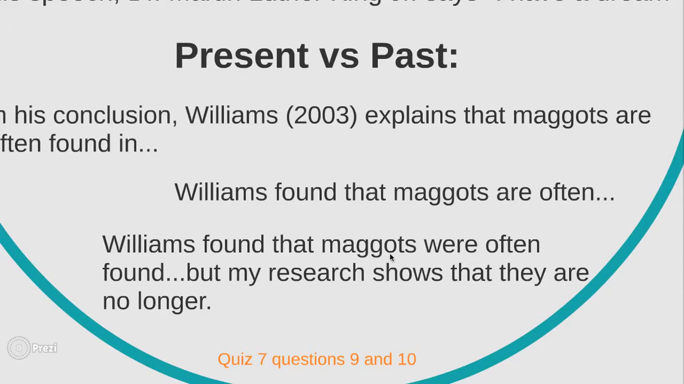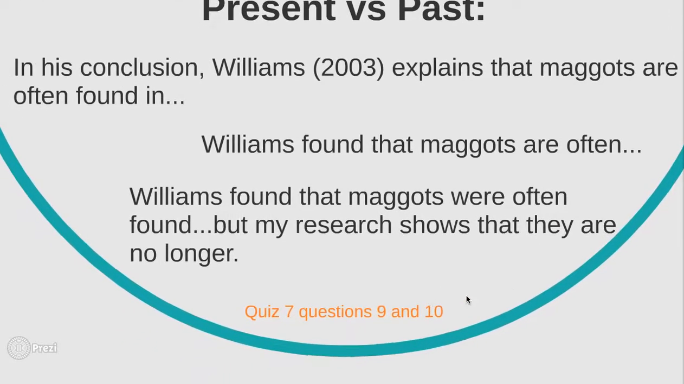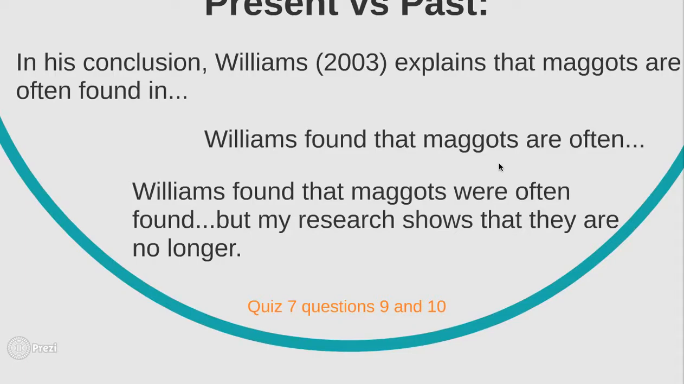Williams found that maggots were often found, but my research shows that they are no longer found in wood. So you're going to use the past tense here and the past tense here because this happened in the past one time, and your research is proving that this no longer happens anymore. So you're going to use the past tense, right? So don't get confused with these different tenses.